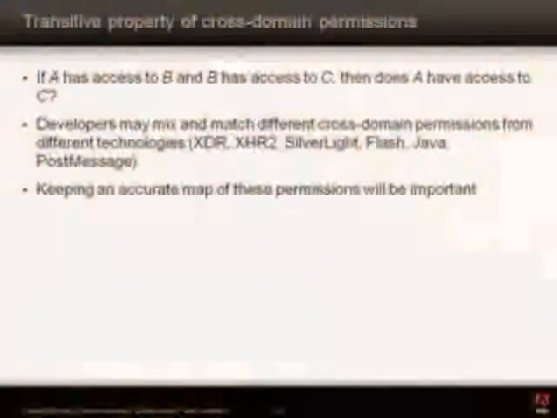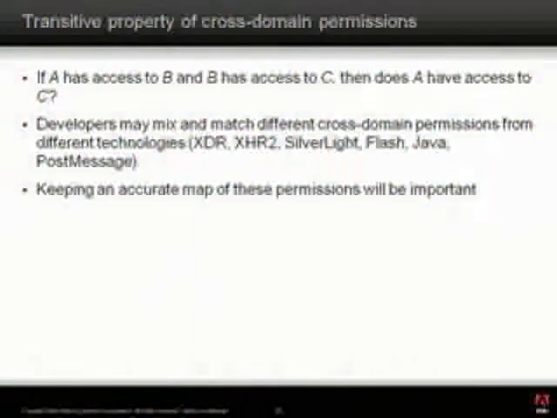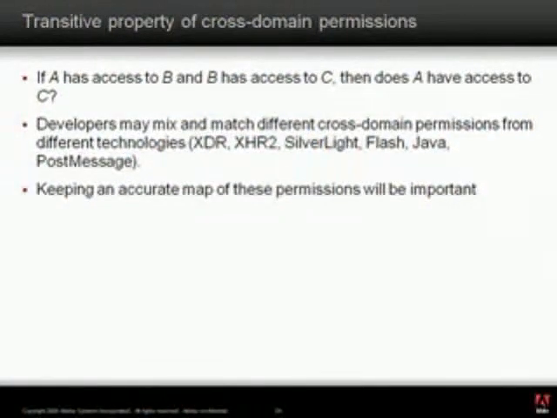So these are things that you really have to think about when you're allowing cross-domain access. But moving forward, looking ahead to future attacks, now that we have these multiple cross-domain permissioning systems, it's possible for there to be the idea of transitive cross-domain permissions. That means if Site A has access to Site B and Site B has access to Site C, then it may be possible that Site A has access to Site C.